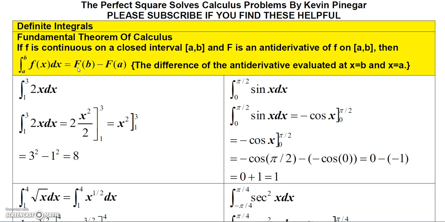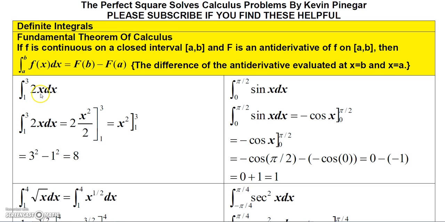function, we'll call it capital F, and you evaluate that antiderivative at b, and then you subtract from that same function evaluated at a. So the antiderivative is evaluated at the upper limit and then minus the antiderivative evaluated at the lower limit. Now, since we're subtracting, the constant would always cancel out. So when you're evaluating definite integrals, you don't have to enter the constant at the end of each of your functions.